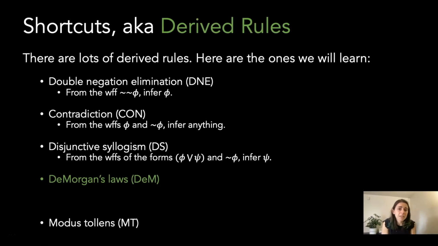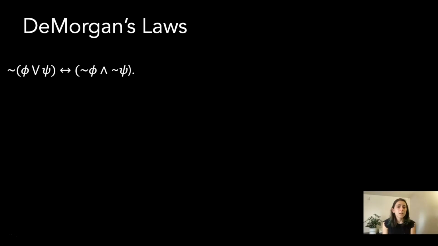The next set of rules is De Morgan's laws. So there's actually 2 biconditional statements that constitute De Morgan's laws. The first is that the negation across an or implies the negation of each of the constituents put together with a conjunction. So the negation of phi or psi implies negation phi and negation psi. And this works in reverse too. So if I have negation phi and I have negation psi, I can conclude negation of parentheses phi or psi.